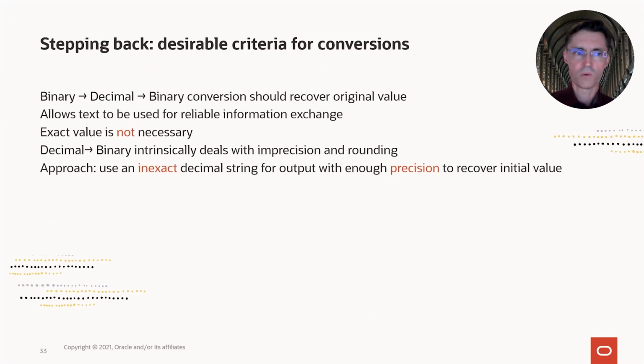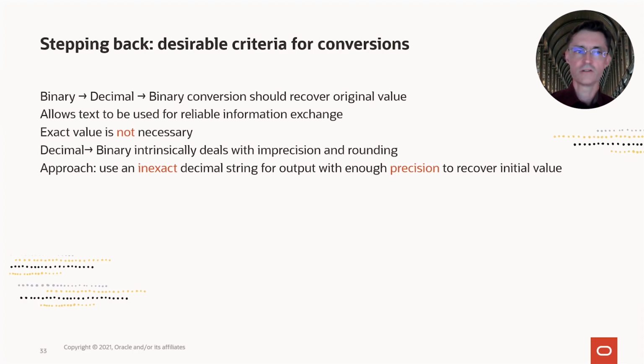What properties do we want the decimal to binary conversion to have? What we'd really like is if we start with a binary floating point value, convert it to decimal, and then convert it back to a binary floating point value, we get the original value back. That would allow us to use text for reliable information exchange. But to do this, an exact value is not necessary. The decimal to binary step intrinsically deals with imprecision through rounding.